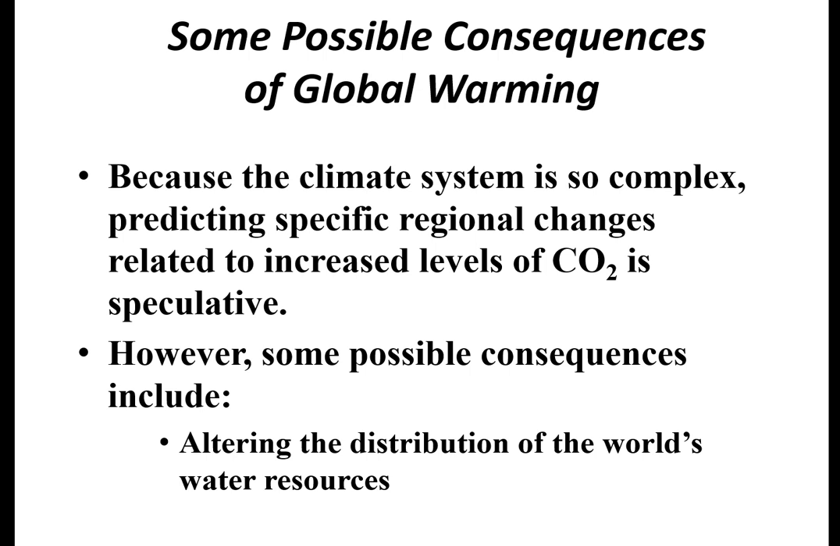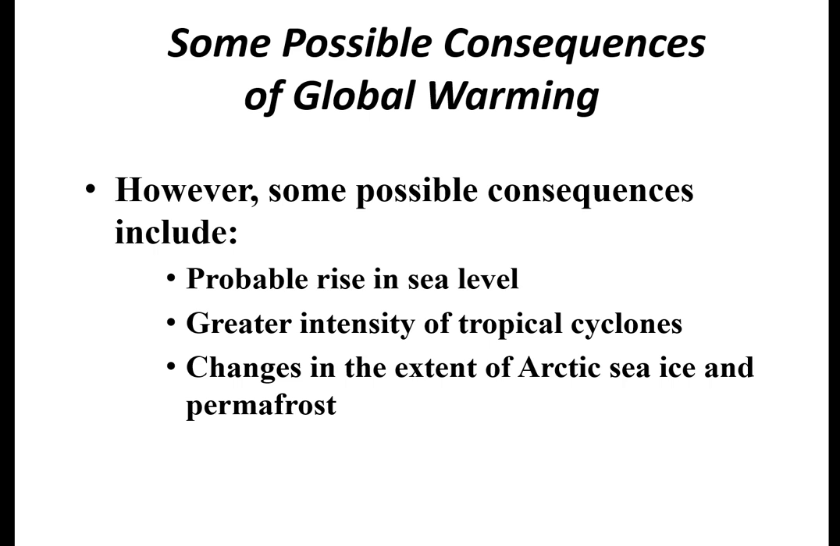What are some of the consequences of global warming? Because the climate system is so complex, predicting specific regional changes related to increased levels of carbon dioxide is speculative at best. However, some possible consequences do include altering the distribution of the world's water resources, a probable rise in sea level, greater intensity of tropical cyclones, which we have seen recently, and changes in the extent of Arctic sea ice and permafrost. Recently, over the winter, the North Pole was actually a water ocean because the Arctic ice there had melted.